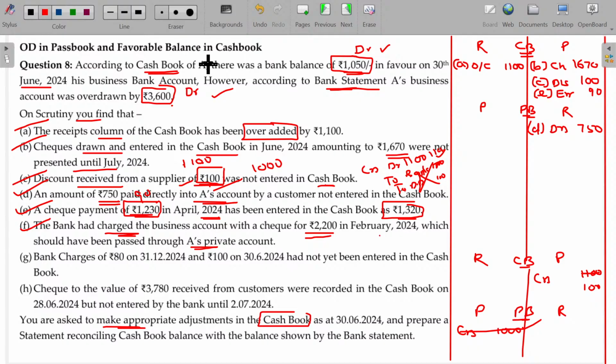See, A has two accounts. One is a personal account, another one is a business account. He made a 2,200 rupees payment to be released from A's personal account. Rather than debiting the personal account, they have debited the business account. So it may be appearing only in the payment side of the passbook. It's an error from the banker side.